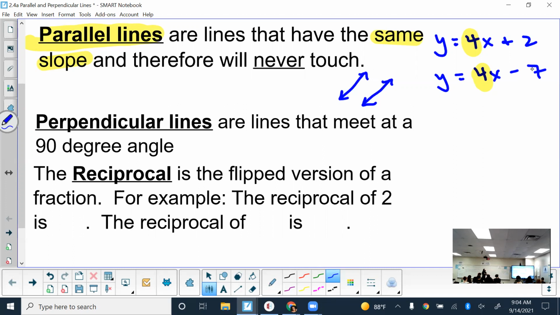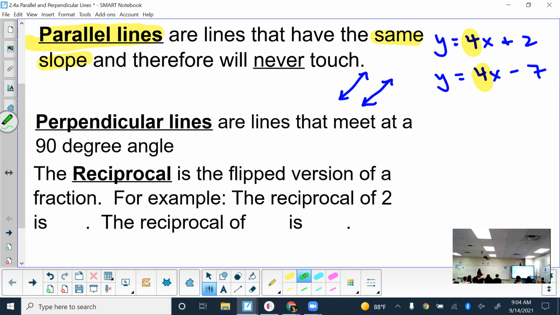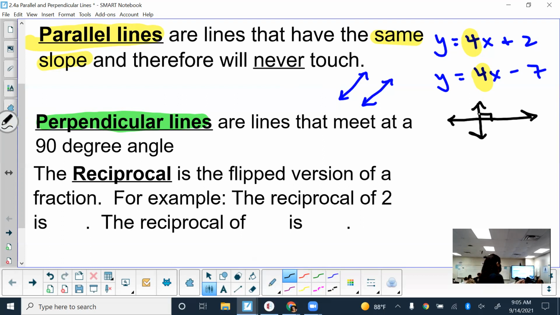All right, perpendicular lines. I'm going to have you add something to this definition, but those are lines that meet at a 90-degree angle. And you'll see them a lot, especially second semester. And again, here's just a rough sketch. Two lines that intersect, and you might see like a little box there that notes that it's a 90-degree angle. And just because they intersect doesn't mean it's at a 90-degree angle. You can tell also by examining the slopes. So that's why I'm going to have you add something to this definition.